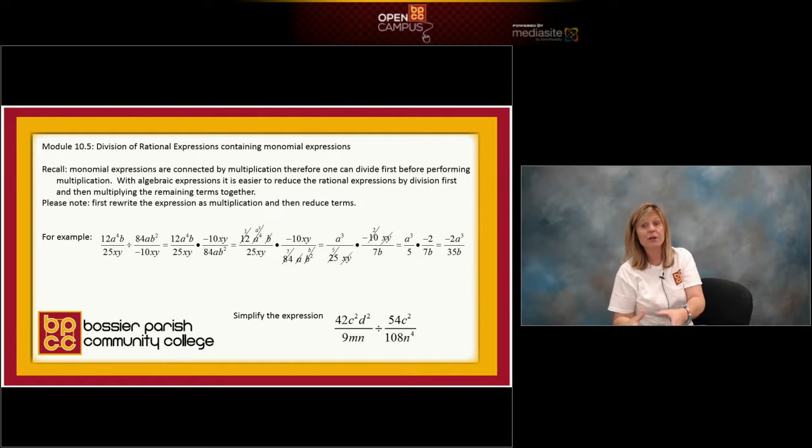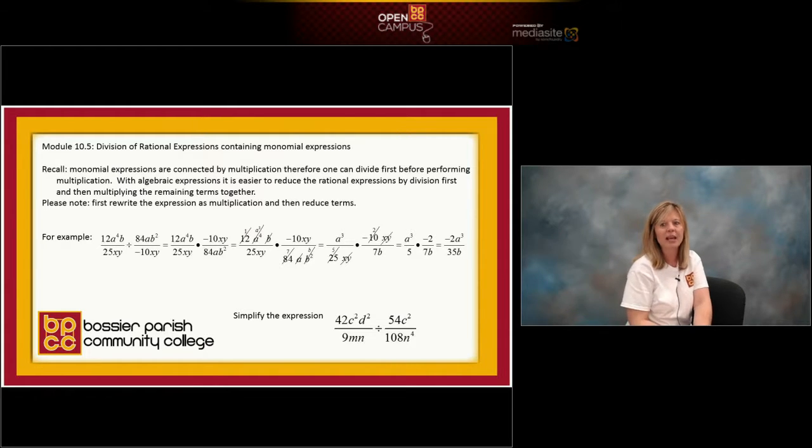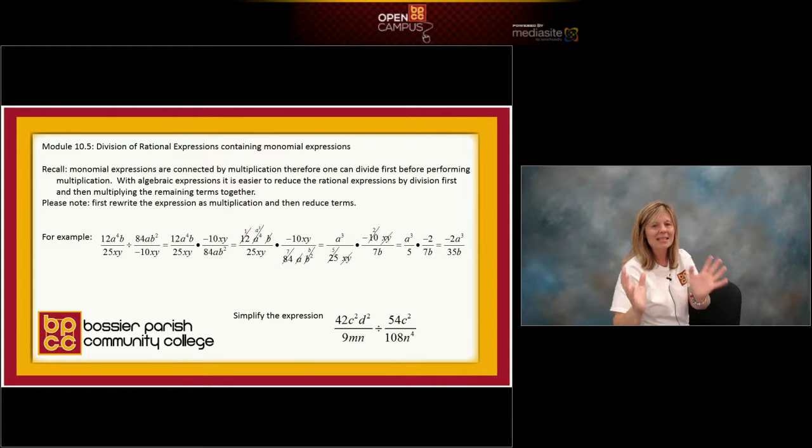So now my new fractions that I have left to multiply are a cubed over 5 times negative 2 over 7b. See how easy this is going to be to multiply now? If we go across, we'll get negative 2a cubed. If we go across in the denominator, we'll get 35b. And now that product is in lowest terms.